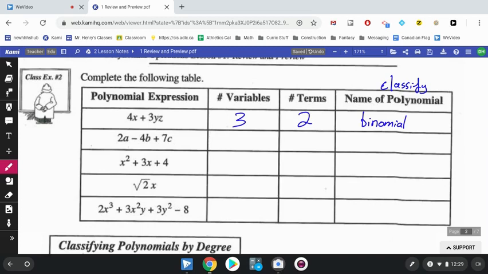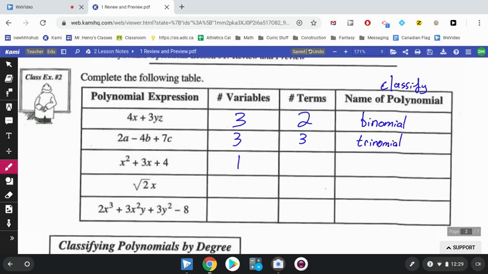And now I'll go. Number of variables. 2a minus 4b plus 7c. There are 3 different letters. I see A, I see B, I see C. It also has 3 terms. 2a, negative 4b, and 7c. And the name for a 3-term is a trinomial. That's the special name.